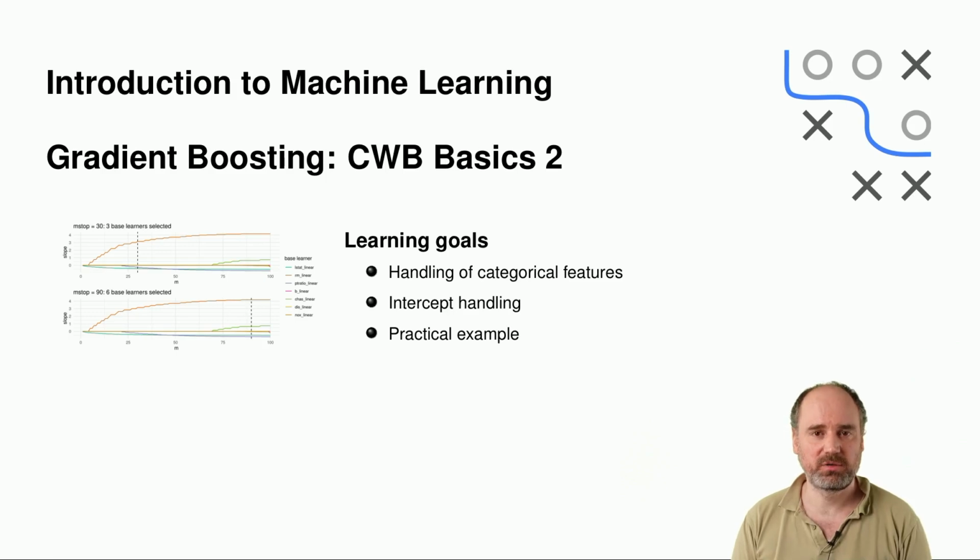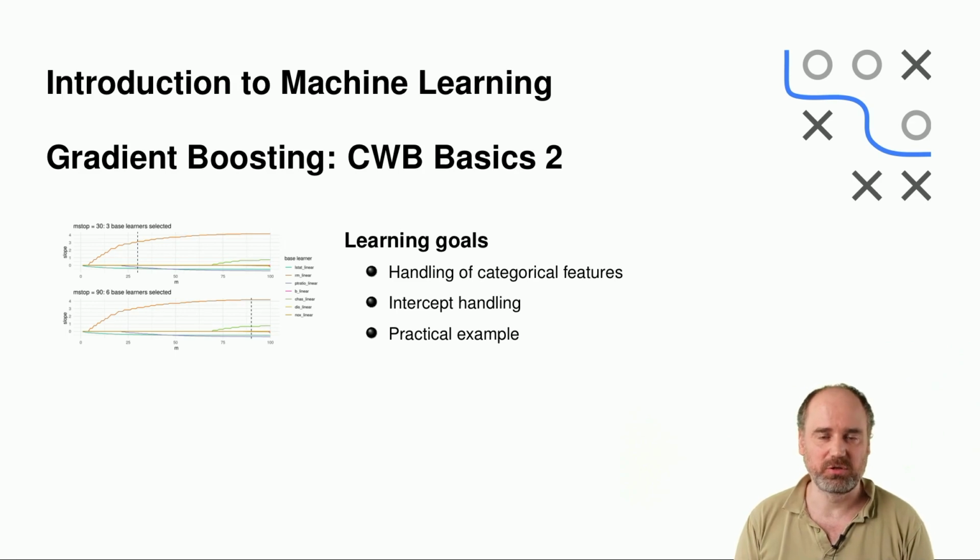Hi, and welcome to our second part on component-wise boosting. Here I'll continue discussing a couple of technical details of the algorithm that we didn't have time for before. So I'll discuss a bit more how we handle categorical features, mainly focusing on numerical stuff.